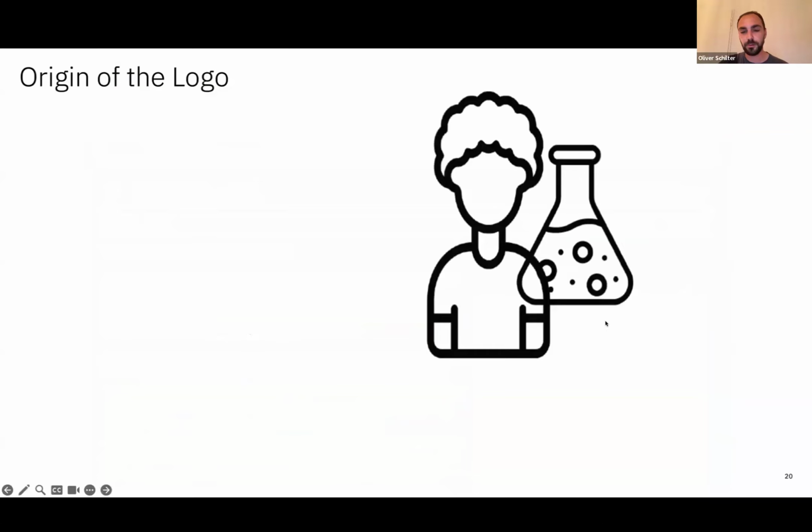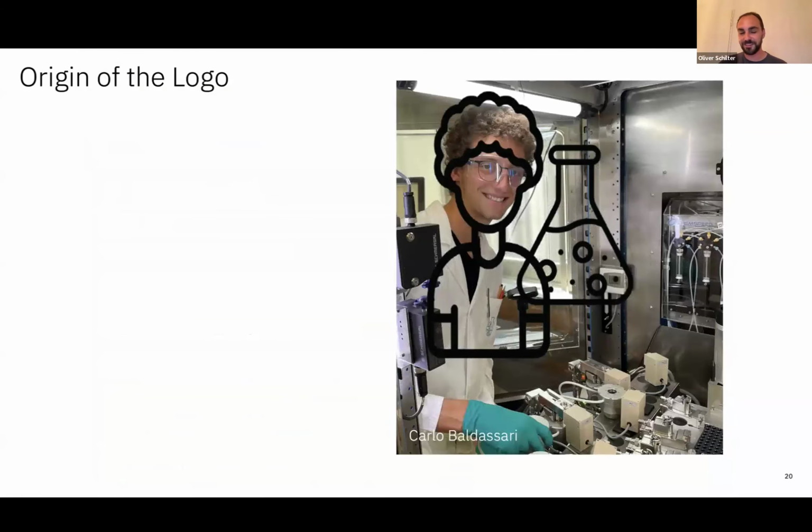A fun fact about why the logo was chosen to look like it is: that's the logo of the software, and the guy that inspired me, Carlo, our organic chemist, actually looks like him. So in honor of Carlo, I made the logo look like him.